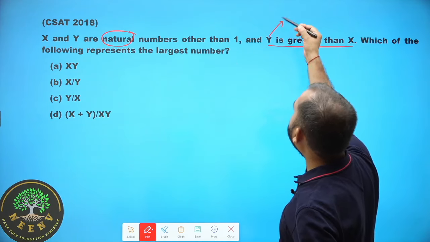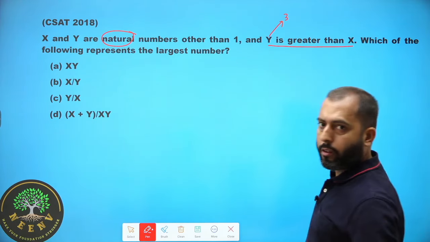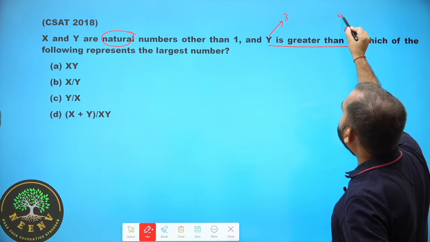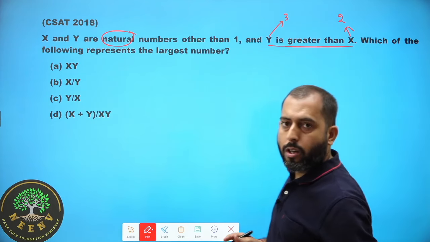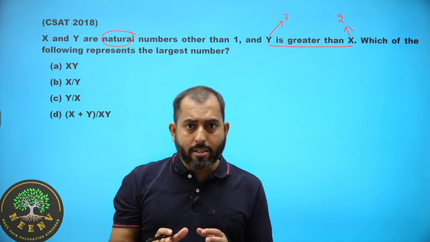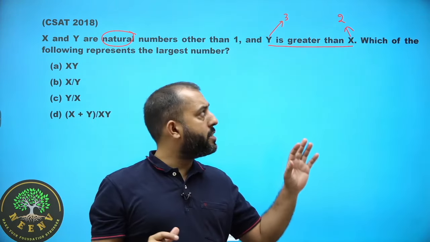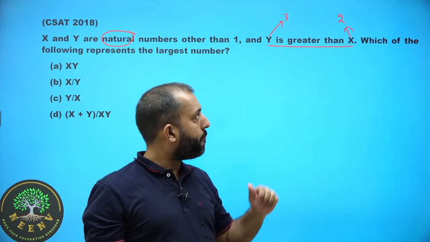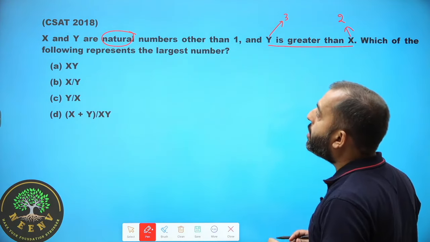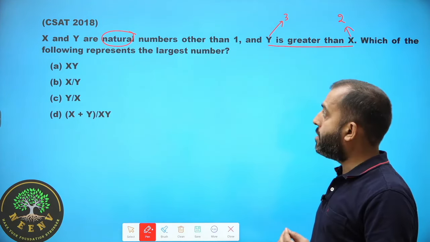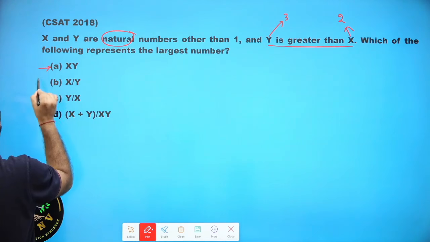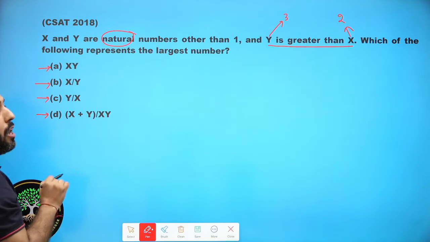So let's say y is equal to 3 and x should be less than y. So let's say x is 2. Although y can take any natural number as a value, out of those many values I considered y to be equal to 3 and x to be equal to 2. Next statement is, which of the following represents the largest number? Out of these four options we have to figure out which one is going to be the largest.